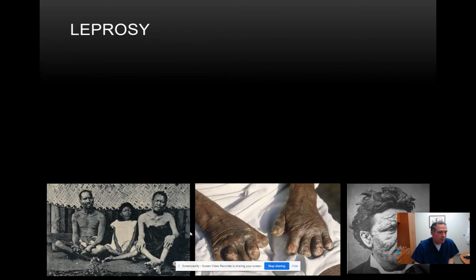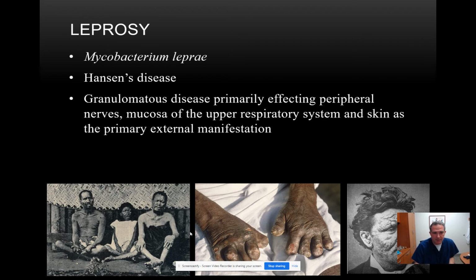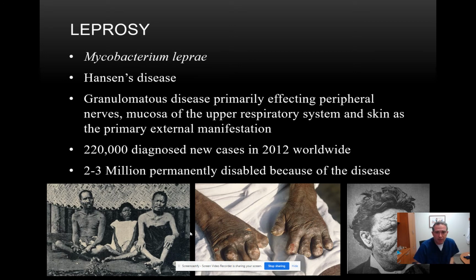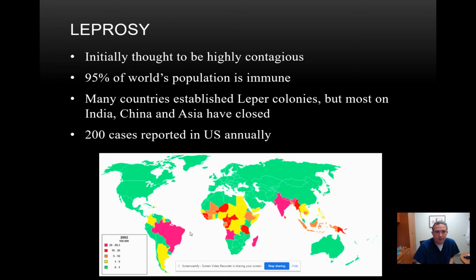So we'll start with leprosy, just more of a historical background, not really a lot of imaging findings. Also called Hansen's disease. It's a granulomatous disease that affects the peripheral nerves, mucosa, the upper respiratory system, and skin. About 220,000 cases are diagnosed worldwide annually, so still quite a few cases out there. A lot of people are permanently disabled from the disease.